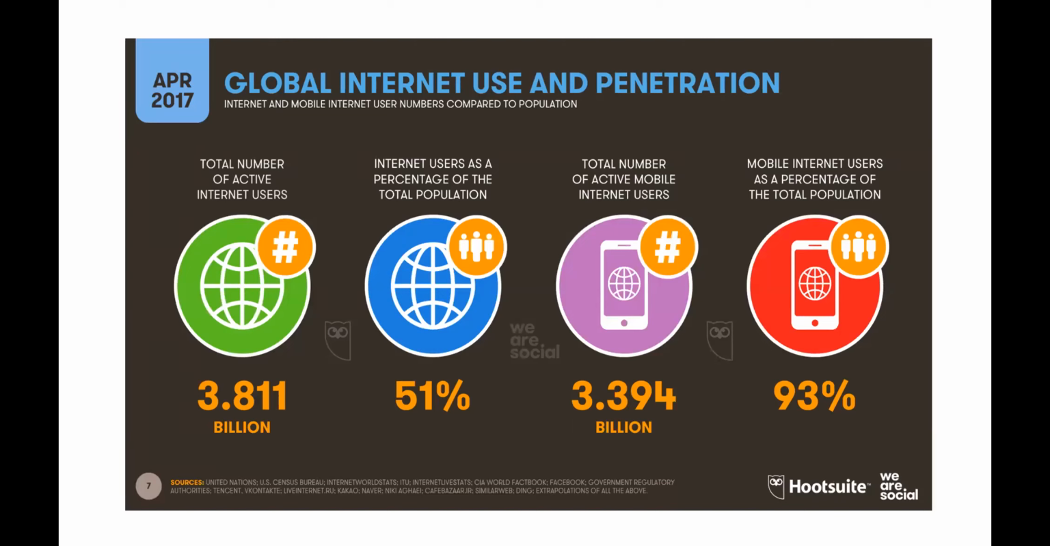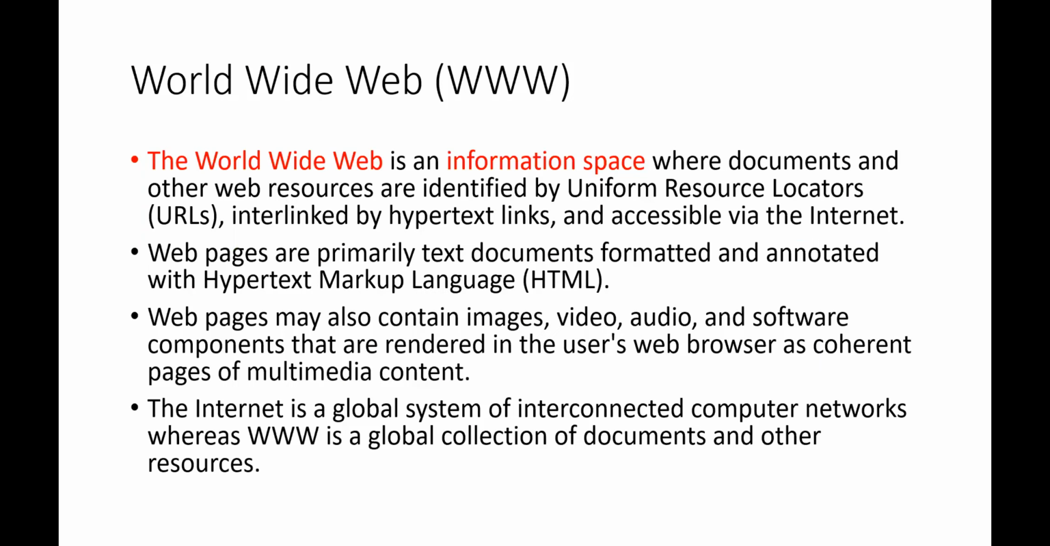And if you look at the active number of users by 2017, it was about 3.8 billion. And internet users as a percentage, at that time it was more than 50% actively using the internet. And mobile internet users about 3.4 billion. And mobile internet users as a percentage of the population is almost 93%. You can see how actively we are using the internet.